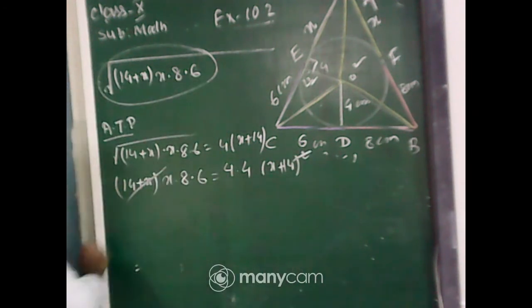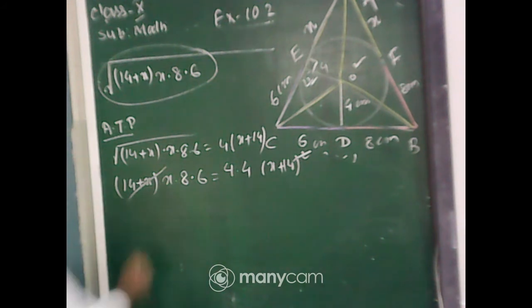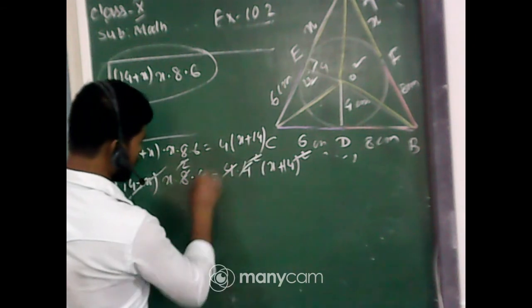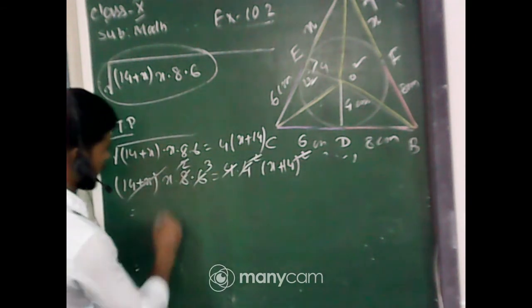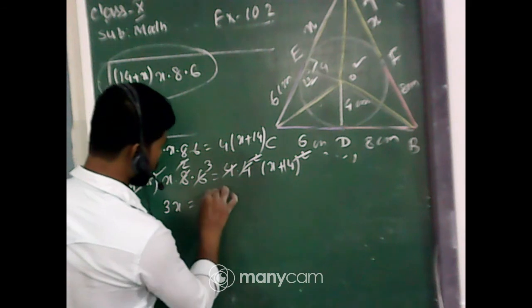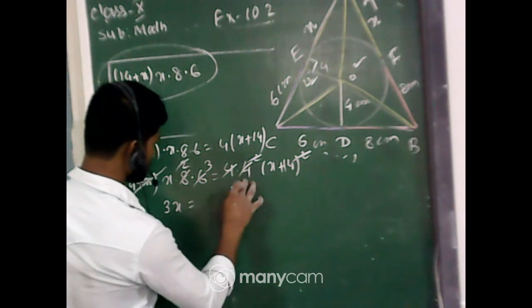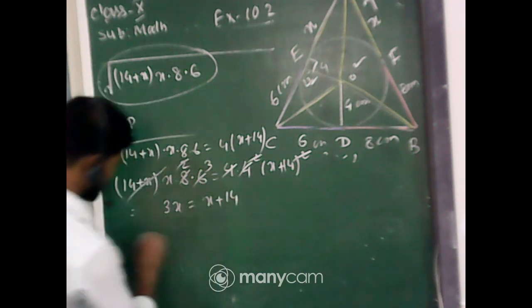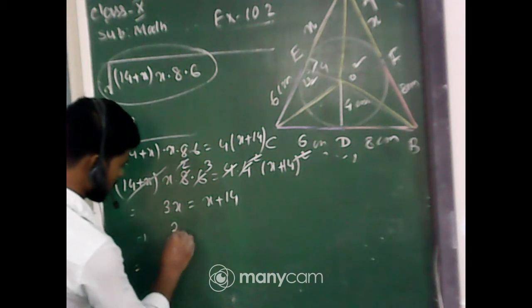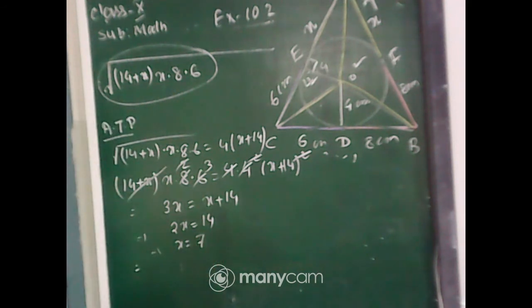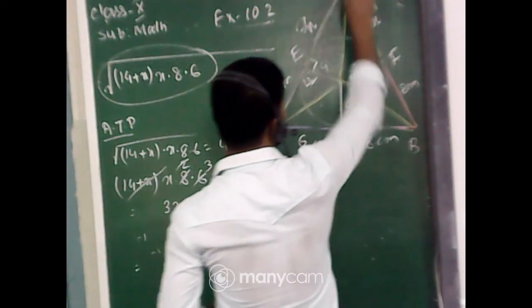So x plus 14 and x plus 14 will cancel each other. Okay, so 4 2s are 8, 2 2s are 4 and 2 3s are 6. So on the left hand side it is 3x is equal to x plus 14. That means this is 3x minus x, 2x is equal to 14. That means x is equal to 14 by 2 equal to 7. Okay, so the value of x is equal to 7. So this length is equal to 7, this length is equal to 7.